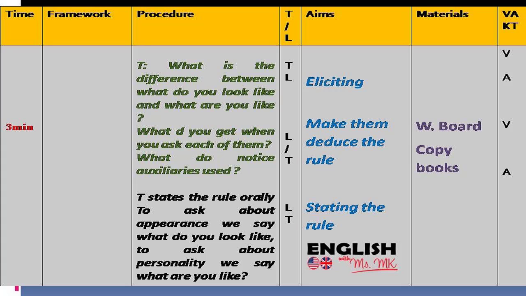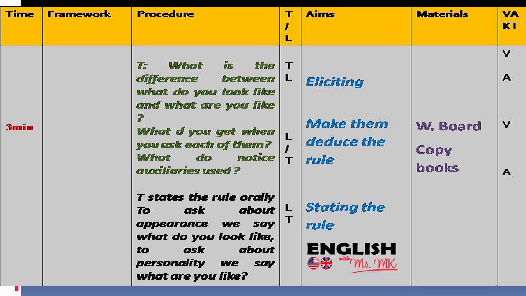To ask about appearance, we say, what do you look like? To ask about personality, you say, what are you like? Here, don't try to give them more than 2 questions for personality so that they won't be confused. What kind of person are you? Or what are you like? It's enough. Here, I insisted on what are you like so that they can make the difference between what do you look like, what are you like, and what do you like.